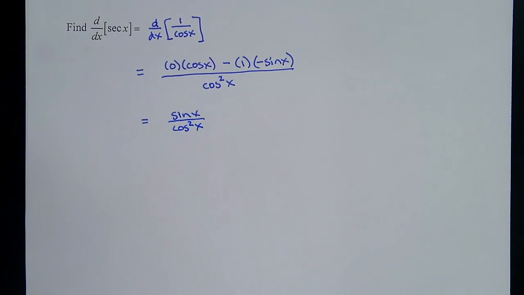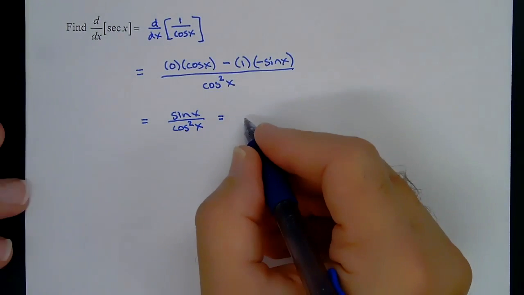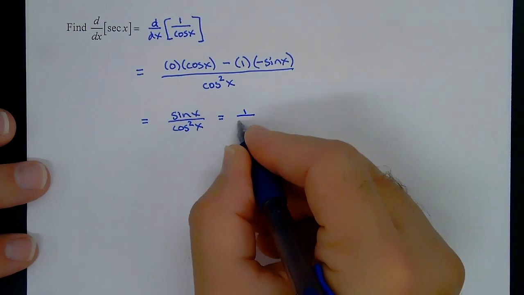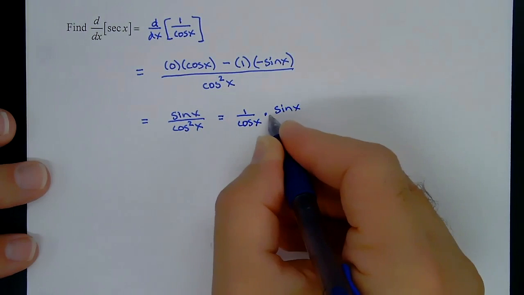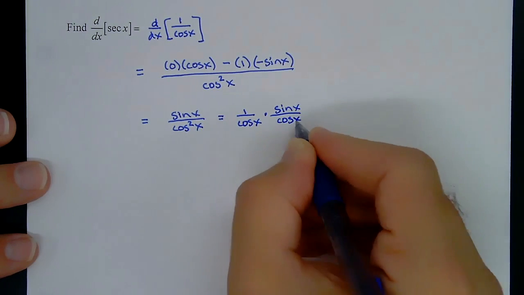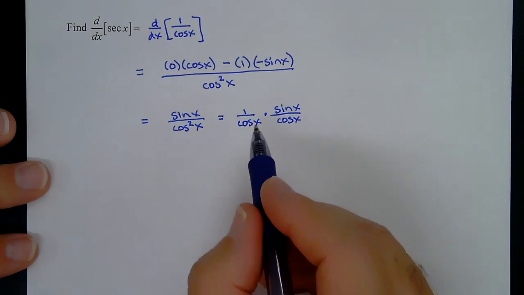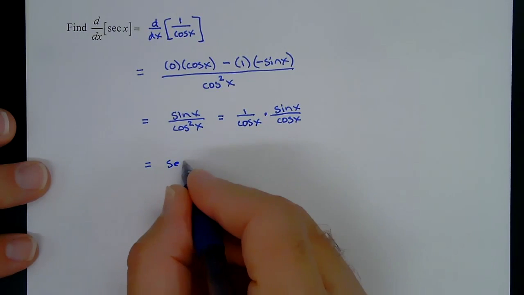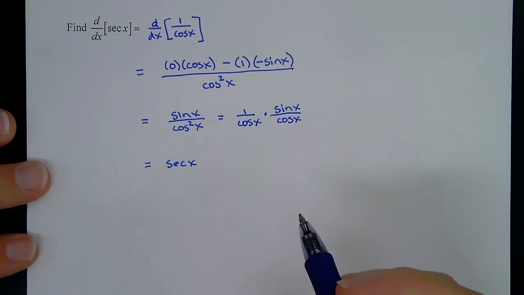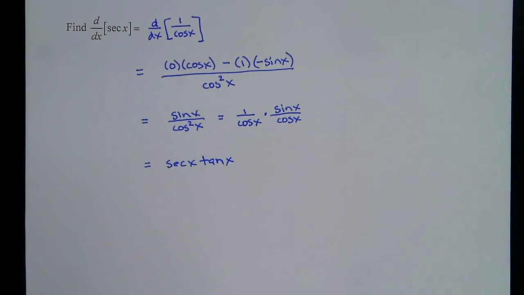Now, there's another way we want to write this, okay? We could rewrite this as 1 over cosine x times sine of x over cosine x, because that would be sine x over cosine squared x. Now, why we want to do this is this becomes secant x. So this is equal to secant x, and sine x over cosine x, that's a trig identity, that's tan x. So the derivative of secant x is secant x times tan x.